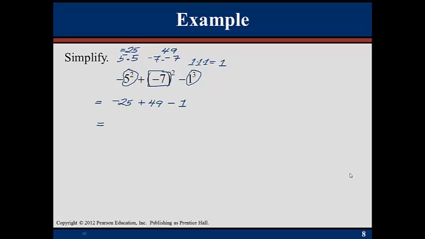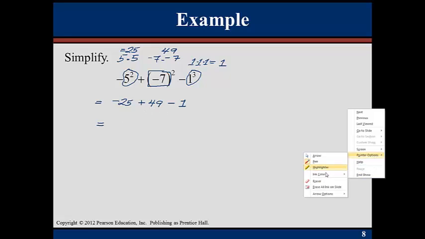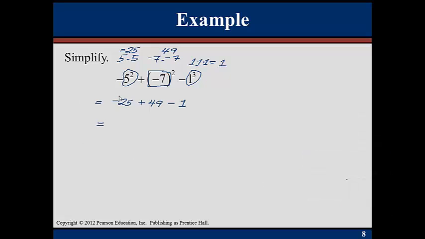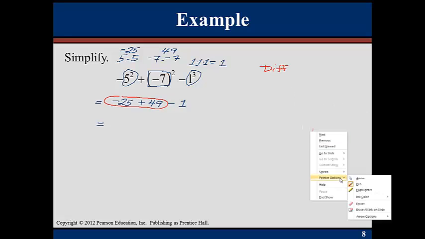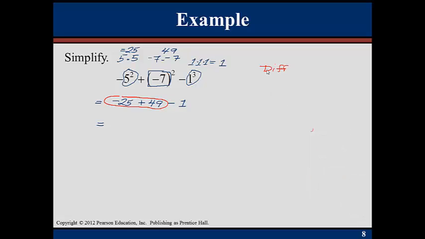Let's do our first two numbers together. So negative 25 plus 49. So remember how we add integers. 25 is negative, 49 is positive. If they have different signs, then you're going to take the difference between them. You're going to subtract between them.